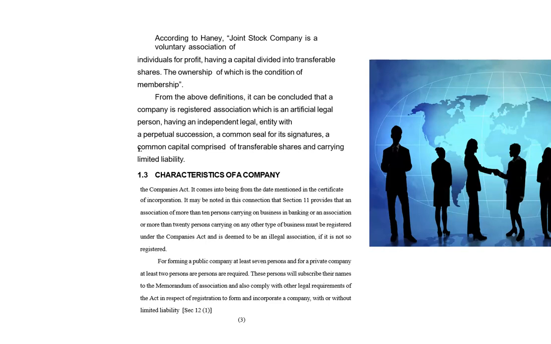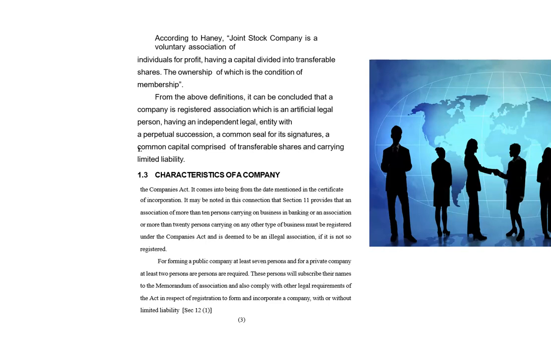So, unlike partnership and proprietorship, where the entity is associated with the individuals, here it is a separate entity. The joint stock company is a voluntary association of individuals for profit, and it is an entity with perpetual succession. A director may die, may resign, may leave, but the company's account goes on forever. It has a common seal for its signatures and common capital comprising transferable shares, and carries limited liability.